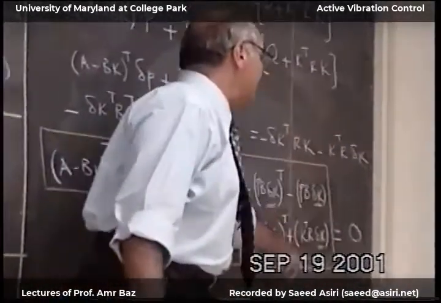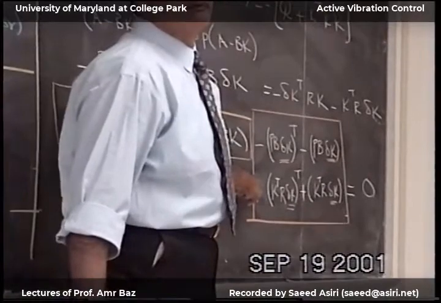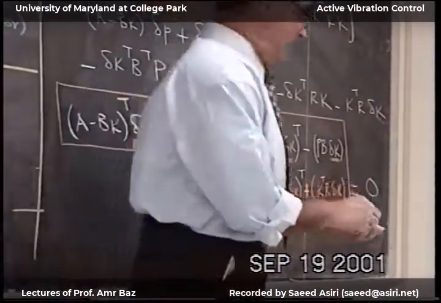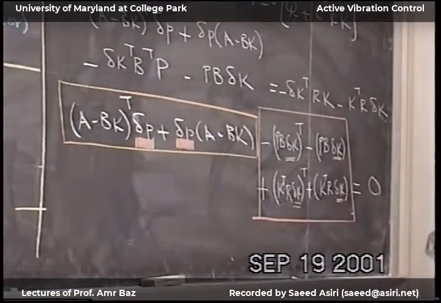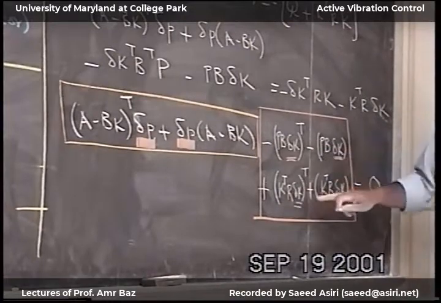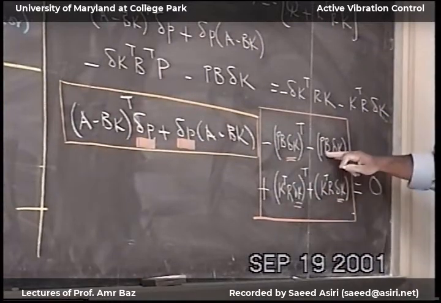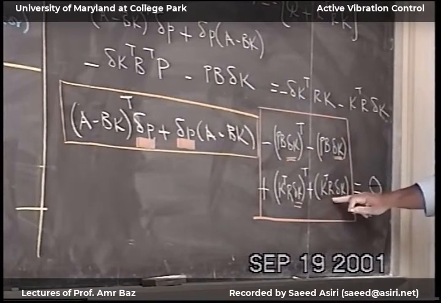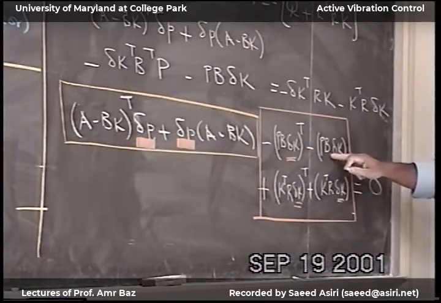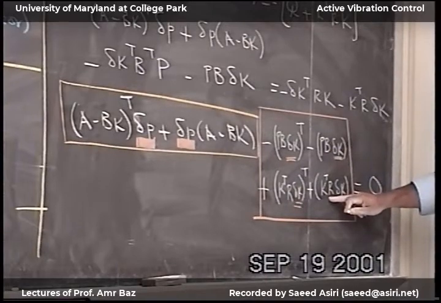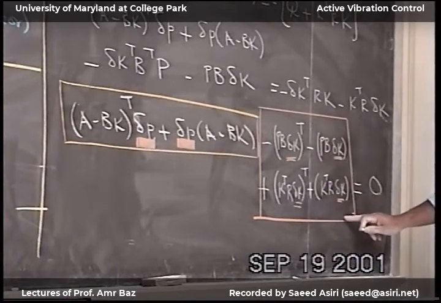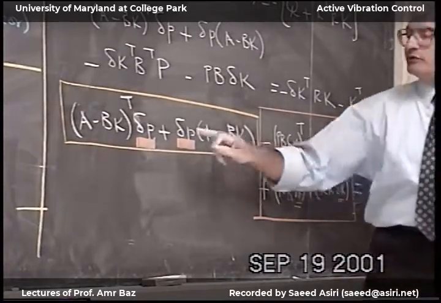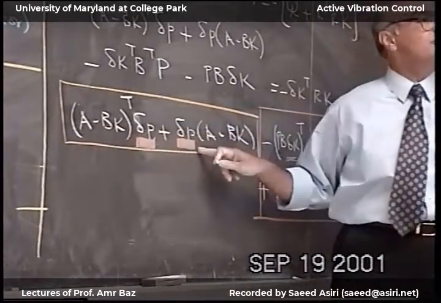How can I make del p equal to 0 here? If I make the brown box 0, this is negative, this is positive. This is exactly this. So if I make B P equal to K transpose R, then all this box will go to 0. This is not 0, so del p will equal 0.